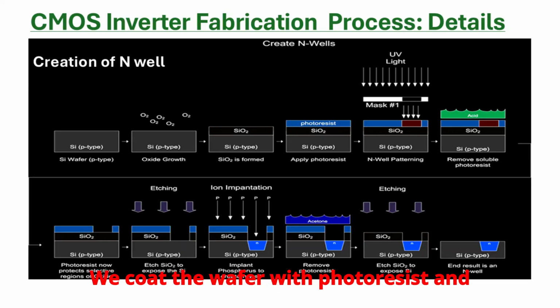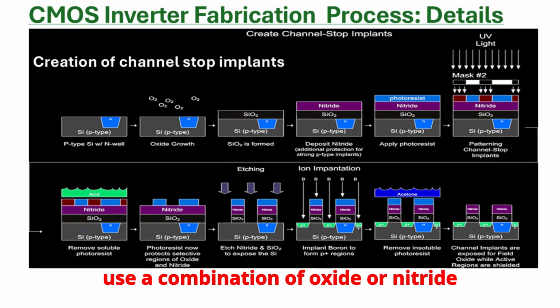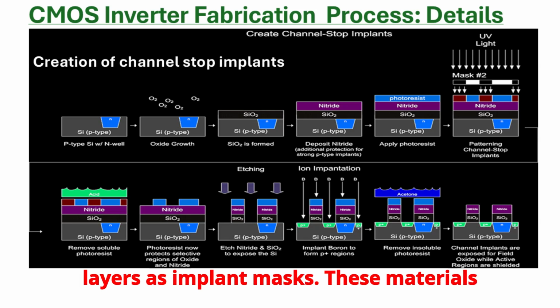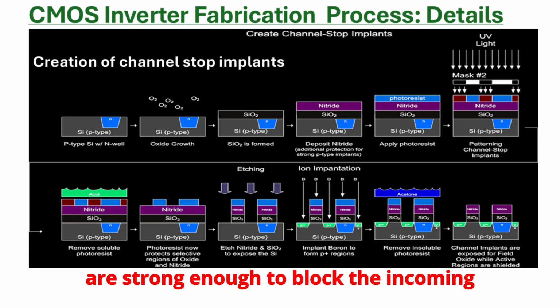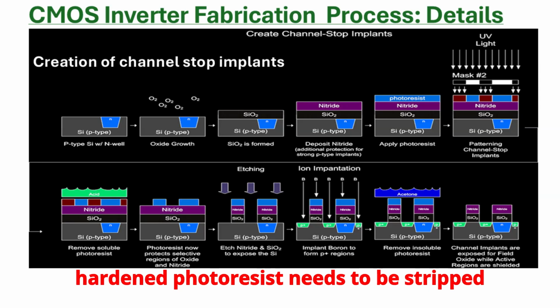First, we coat the wafer with photoresist and expose it through a mask to define the regions where the N-well will be formed. But here's something very important to note. The photoresist layer by itself is not enough to shield the silicon from ion implantation. The energetic dopant ions can actually penetrate right through it. That's why we use a combination of oxide or nitride layers as implant masks. These materials are strong enough to block the incoming ions and prevent doping in unwanted regions. Once we've completed the implantation in the exposed areas, the hardened photoresist needs to be stripped away.